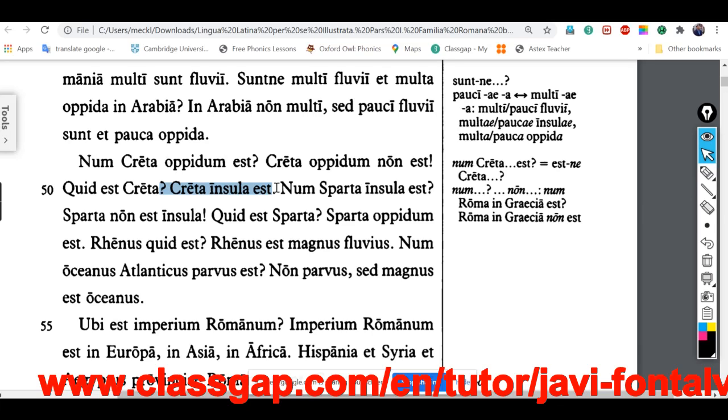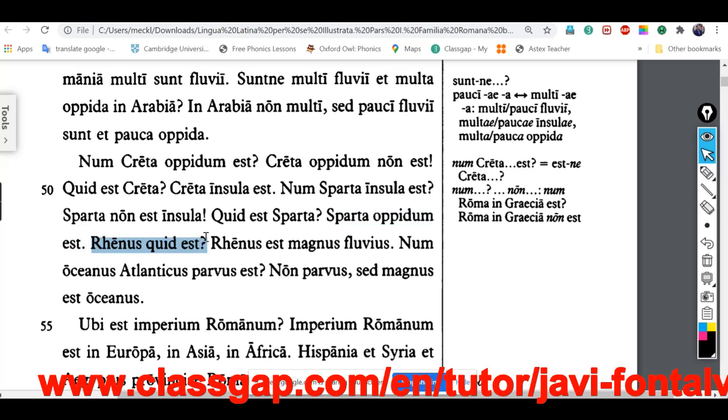Num Sparta insula est? Is Sparta an island? Sparta non est insula. Sparta no es una isla. Quid est Sparta? ¿Qué es Sparta? Sparta oppidum est. Sparta is a city.